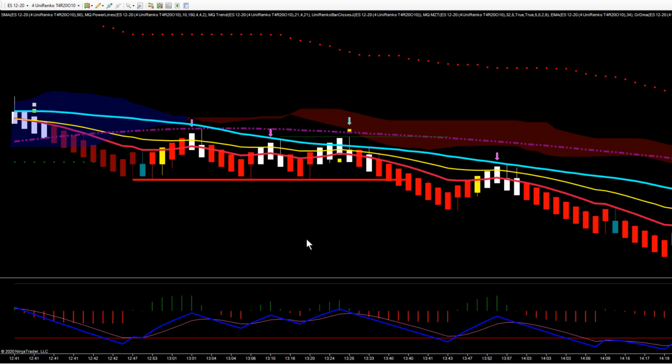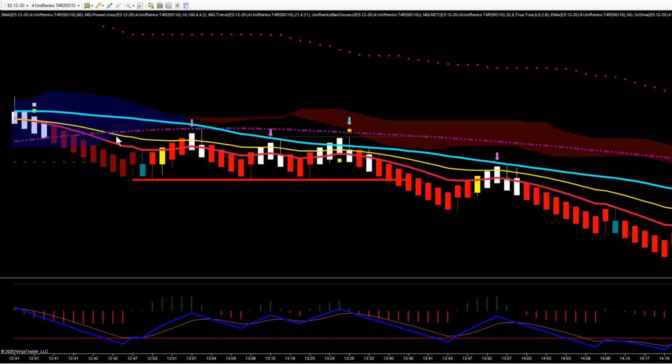Let's take a look at what we consider to be well-defined support. This was the ES this afternoon, and this is our large bar Renko chart. We call it our large bar because it's a little bigger than our standard one. This chart is a 4-tick trend, a 10-tick offset, and a 20-tick reversal chart.